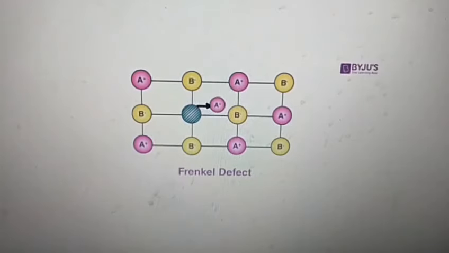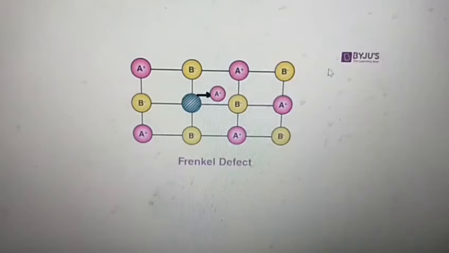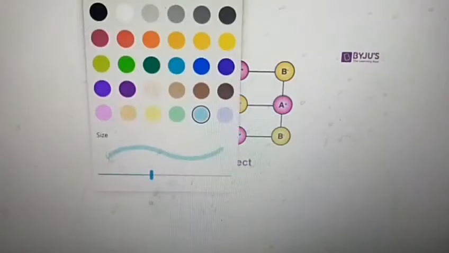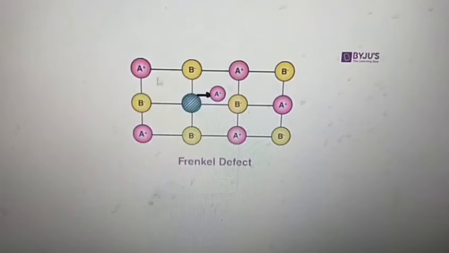The number of particles per unit volume will be the same, it is just dislocated from its original position to the interstitial site, so the density of the solid will not change. Generally, ionic solids show these Frenkel and Schottky defects. The best examples are zinc sulfide, ZnS, silver chloride, AgBr and AgI. What are the best examples? Zinc sulfide, ZnS.